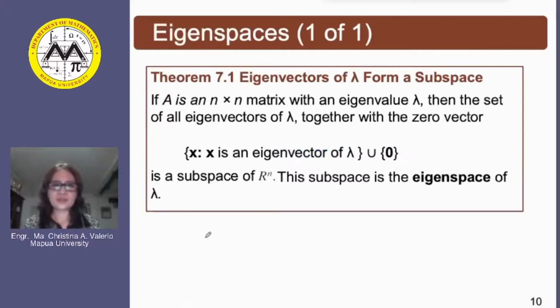Eigenspaces. Theorem 7.1 tells us about the eigenvectors of lambda, which form a subspace. If A is an n by n matrix with an eigenvalue of lambda, then the set of all eigenvectors of lambda together with the zero vector, so we have here the set consisting of x such that x is an eigenvector of lambda, in union with the zero vector, is a subspace of R to the n. This subspace is the eigenspace of lambda.